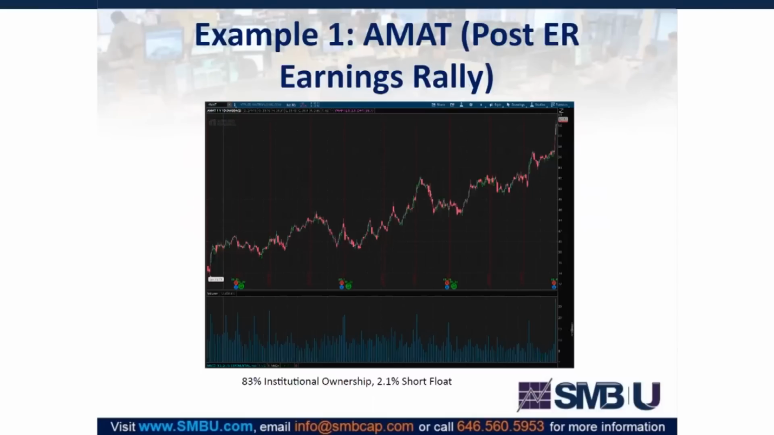So now I'm just going to go through 3 different examples of when institutional ownership came into play for me in past trades.